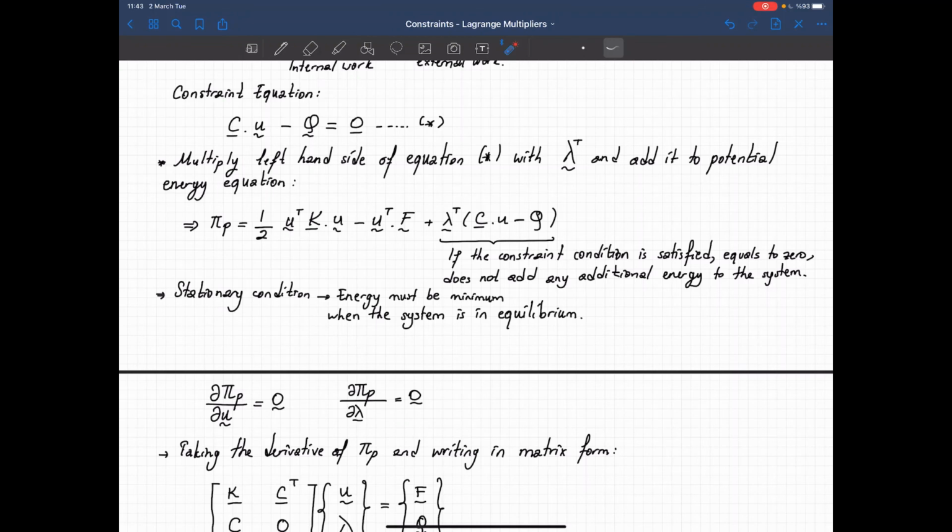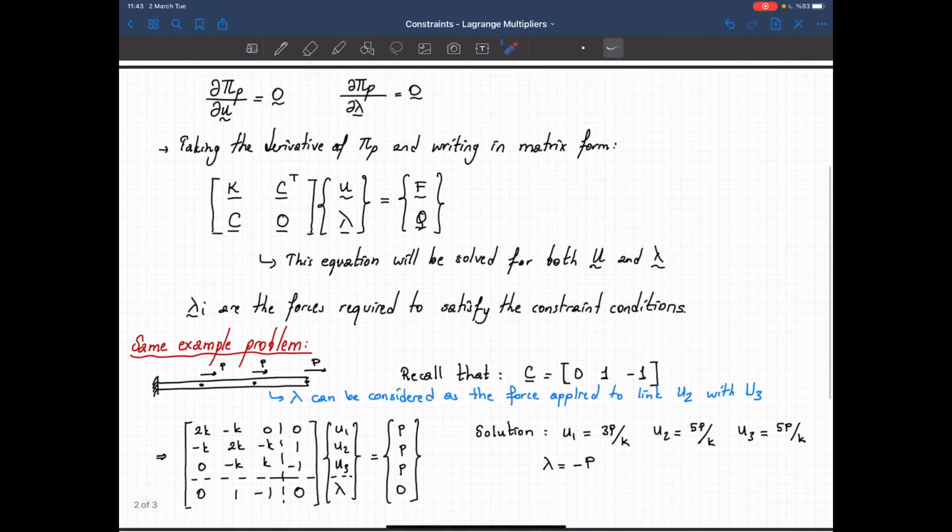This is different than the other methods. If you think about the penalty method, for example, it is actually adding an additional element to the system with a very large stiffness to satisfy the constraint equation. In the transformation methods, we are transforming the degrees of freedom so that we will get the required constraint conditions. And when we apply the Lagrange multiplier, it satisfies the constraint equation by adding some virtual forces to the system.